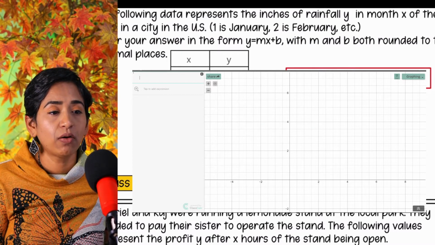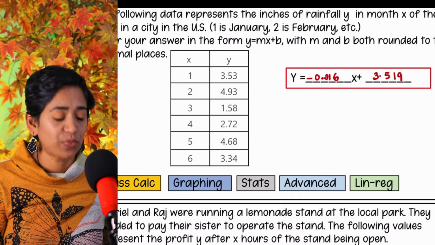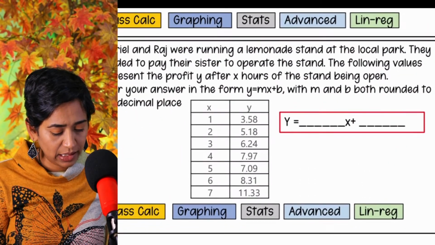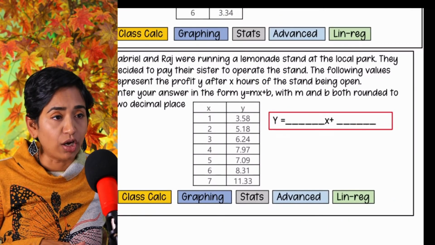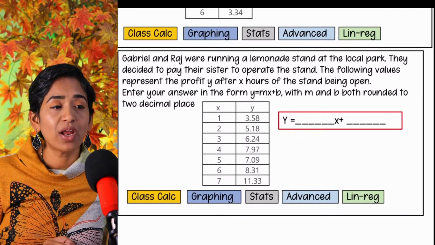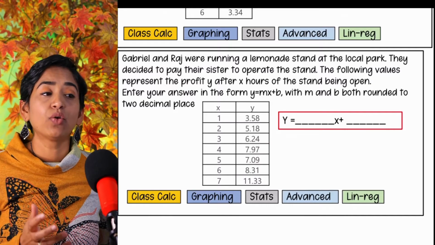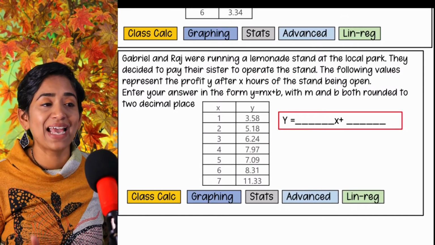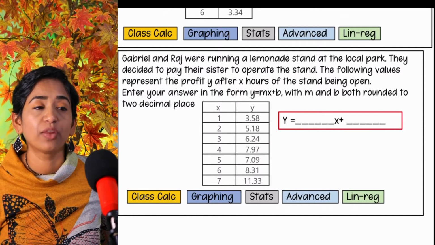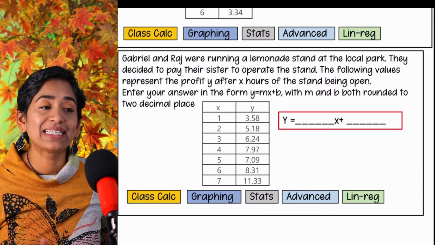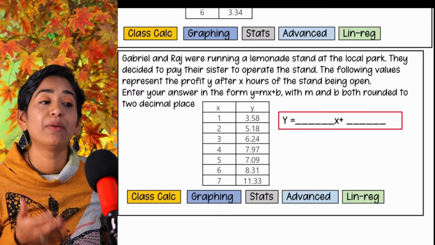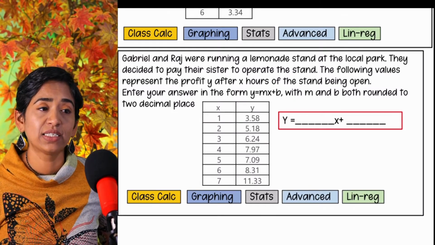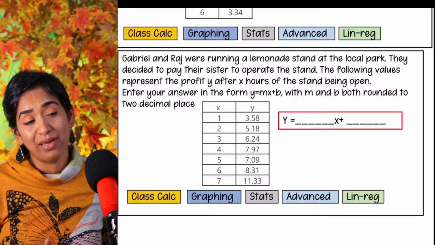Okay, so let's go ahead and take a look at the next problem. Gabrielle and Raj were running a lemonade stand at the local park. They decided to pay their sister to operate the stand. The following values represent the profit, Y, after X hours of the stand being open. Enter your answers in the form y is equal to mx plus b.